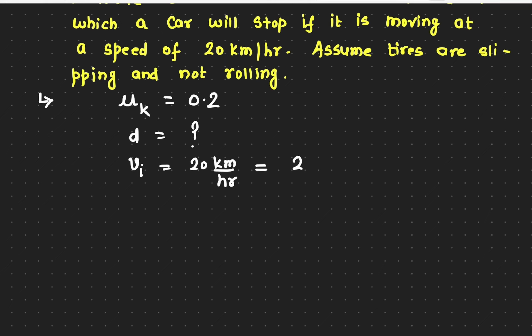So 20 kilometer, how do you convert kilometer? Kilo means 1000, so if I multiply by 1000, it will take me to meter. Now I have hour. How do I convert hour into seconds? 1 hour is 60 minutes, and 1 minute is 60 seconds. That way I get to meter per second.